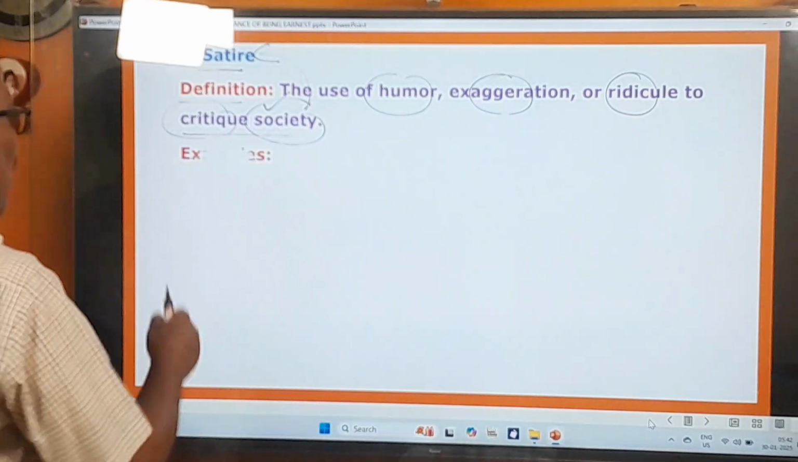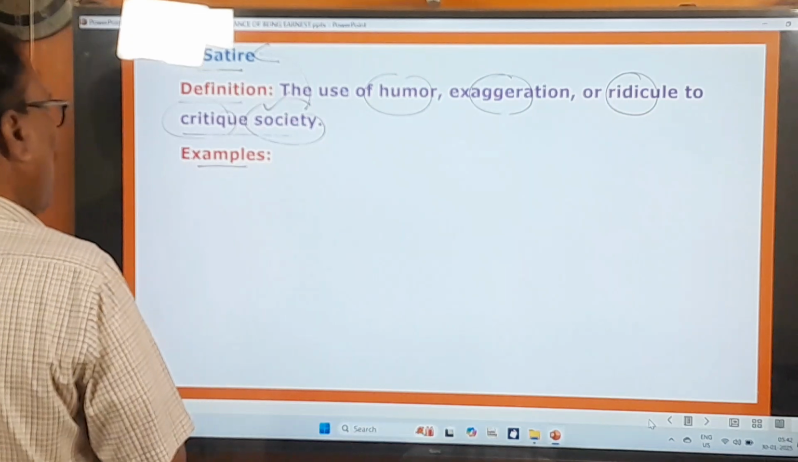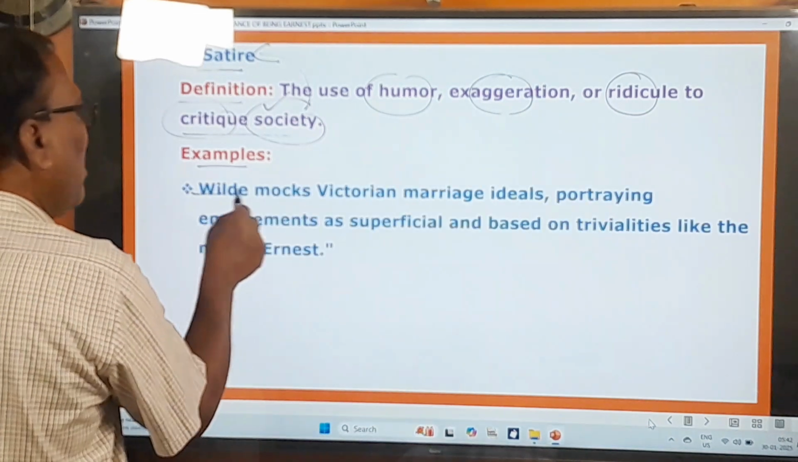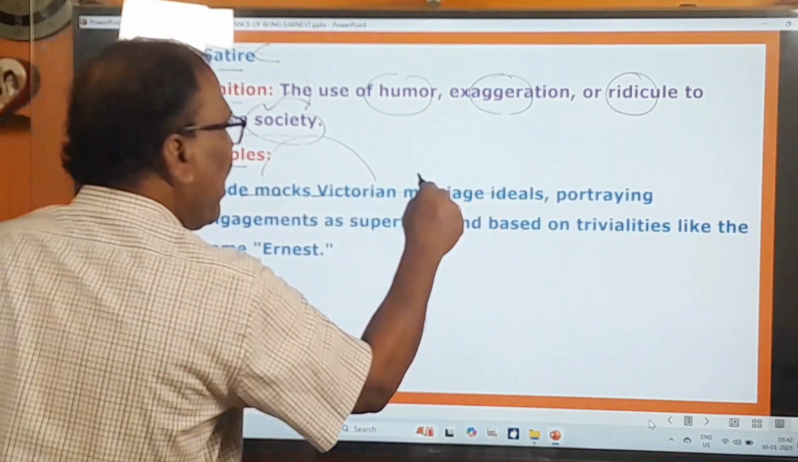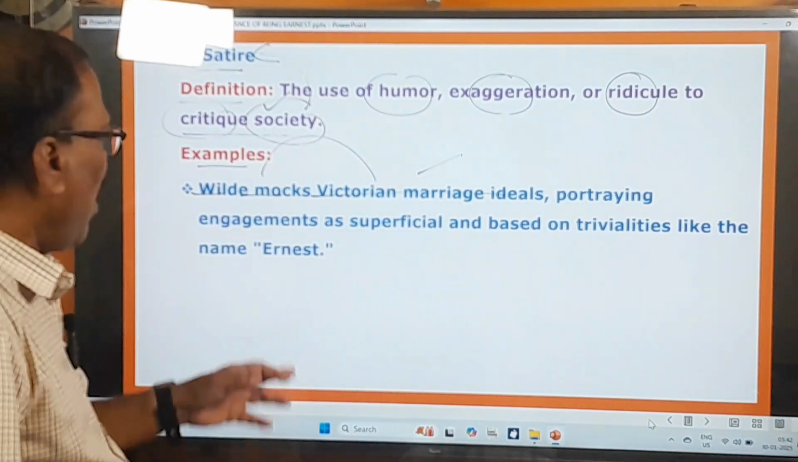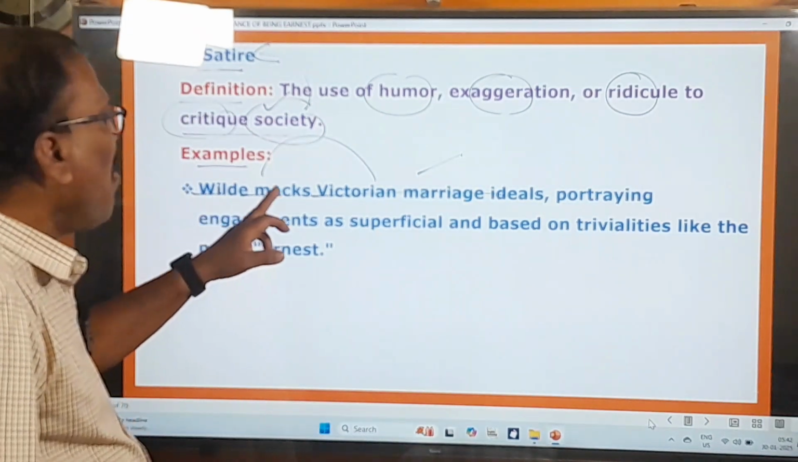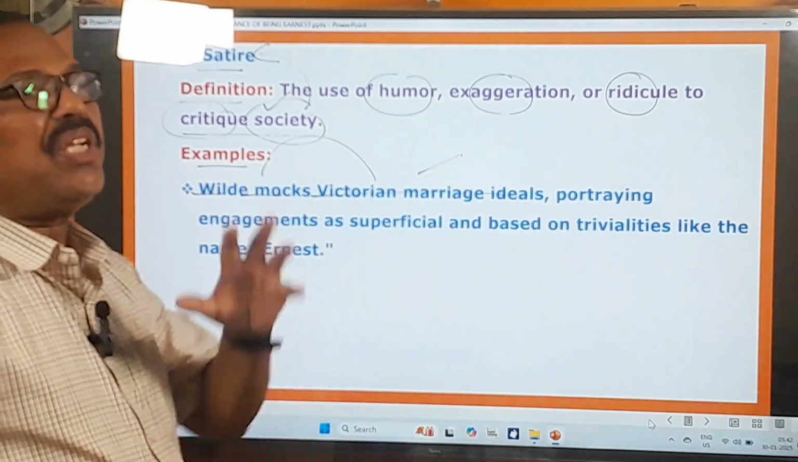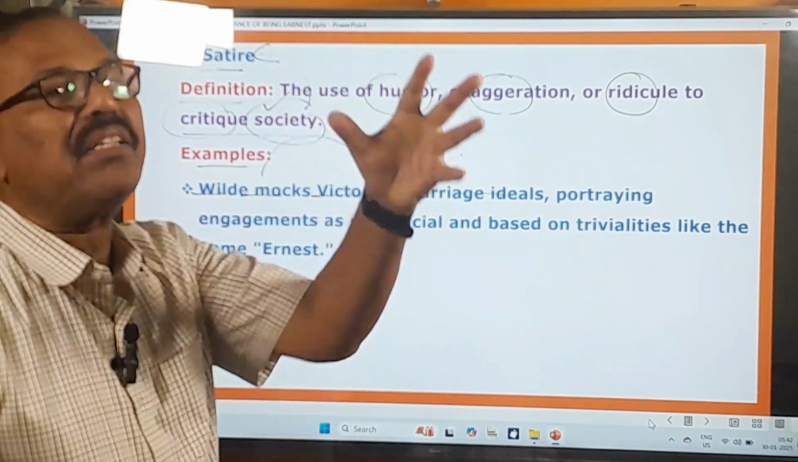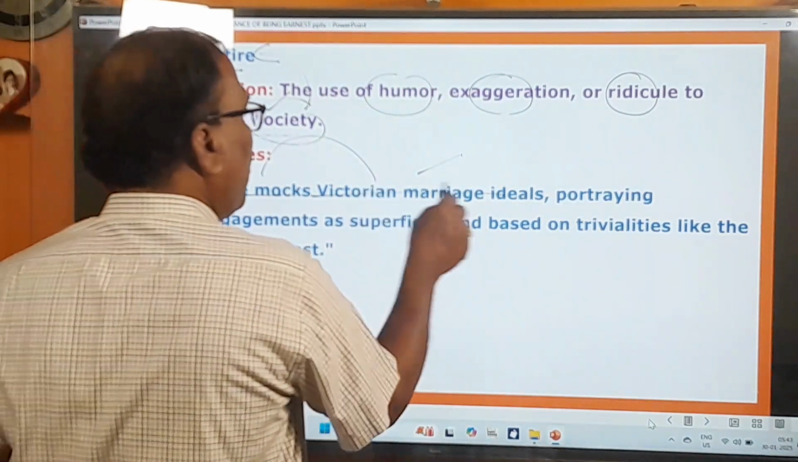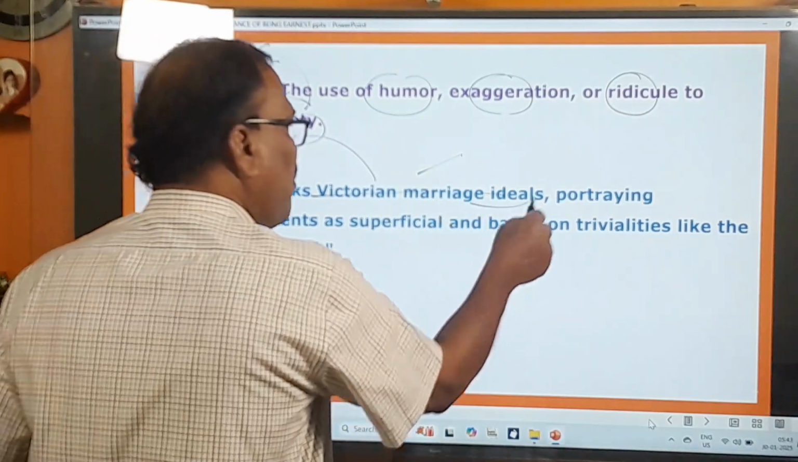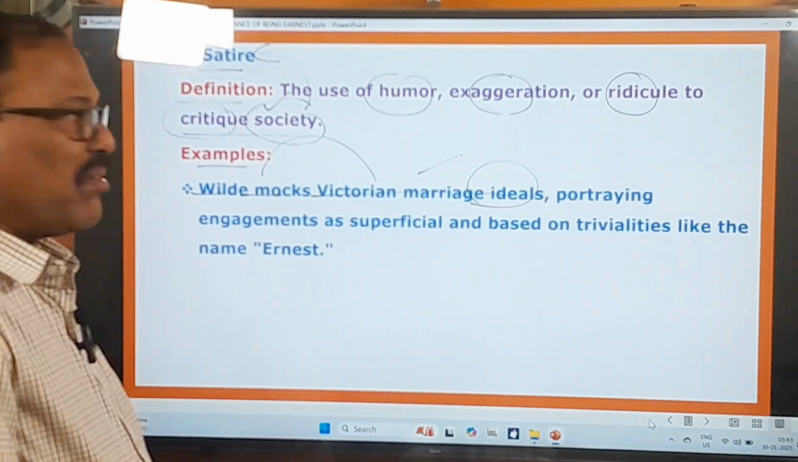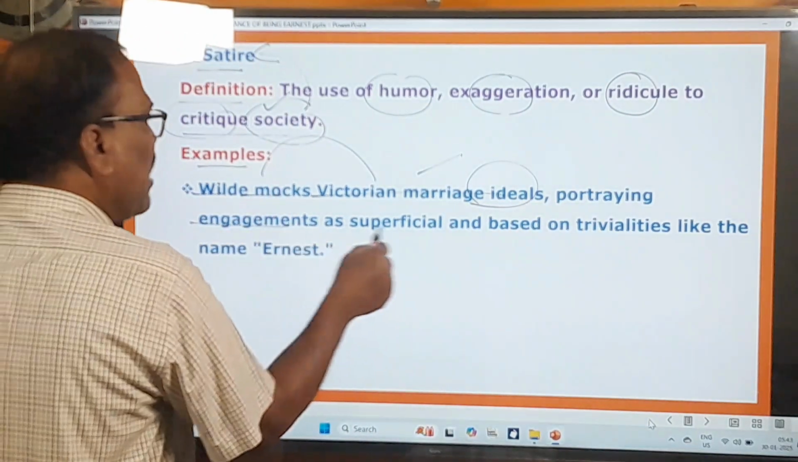Now you look at the examples here. Two examples are given, I think. Wilde mocks Victorian marriage ideals. So in this drama, Oscar Wilde mocks. Mocks means ridicules or jeers at. What? Victorian marriage ideals, Victorian marriage traditions. Okay, portraying engagements as superficial.